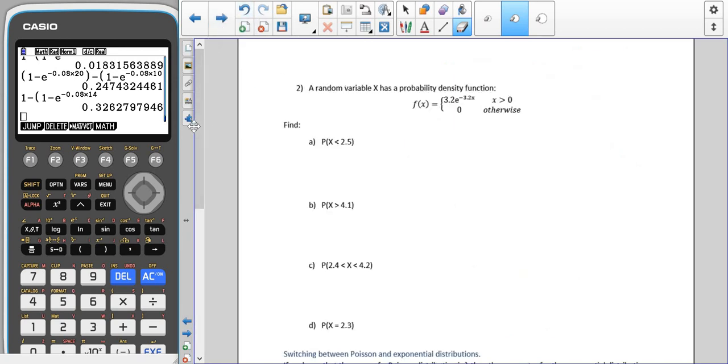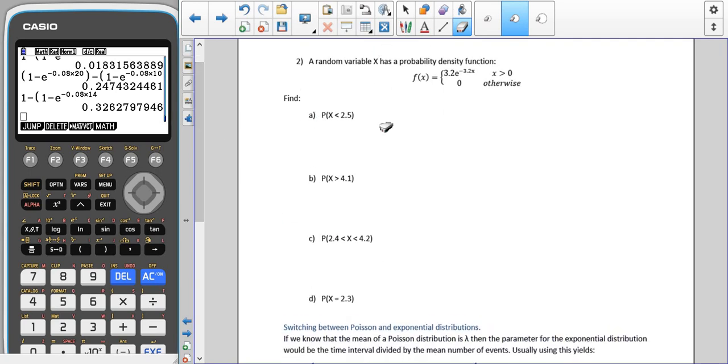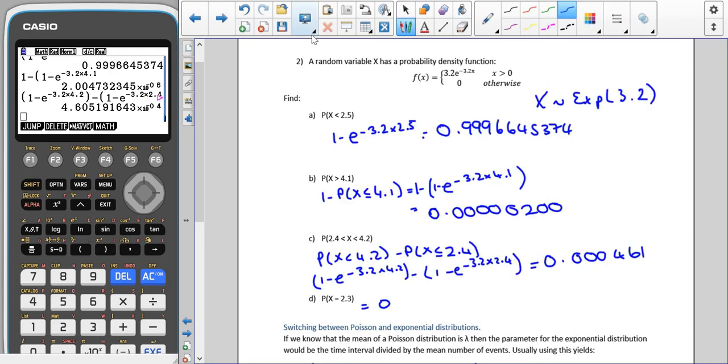Moving on to the second Now You Try. Again, if you haven't done this yet, pause the video and give it a go. So hopefully you paused the video and you gave the Now You Try a go.